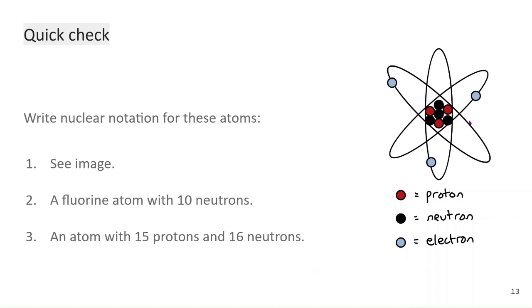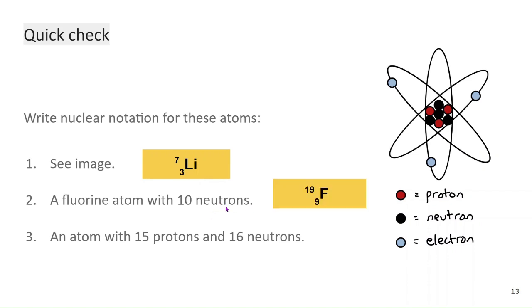So the image over here, right? We have 3 protons, 4 neutrons, and 3 electrons. So that means it's going to be lithium, Li, the third element on the periodic table. It has 3 protons, so I put that on the bottom. And it has 7 total things in the nucleus, because we have 3 plus 4. So we put 7 for the mass number on top.